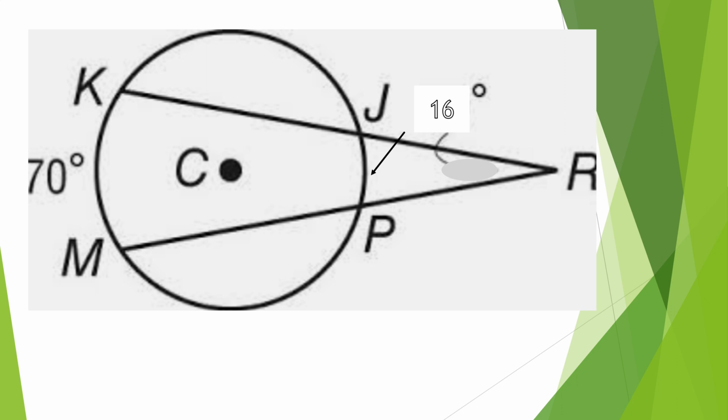Okay, let's take a look here at an angle outside the circle situation. Let's just be clear, this 16 degrees refers to the inside arc here from J to P. It does not refer to the angle. You're trying to calculate the angle. Go ahead.